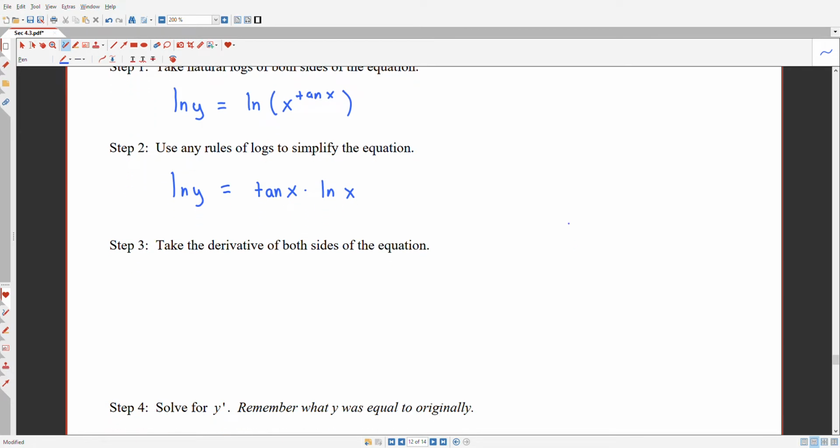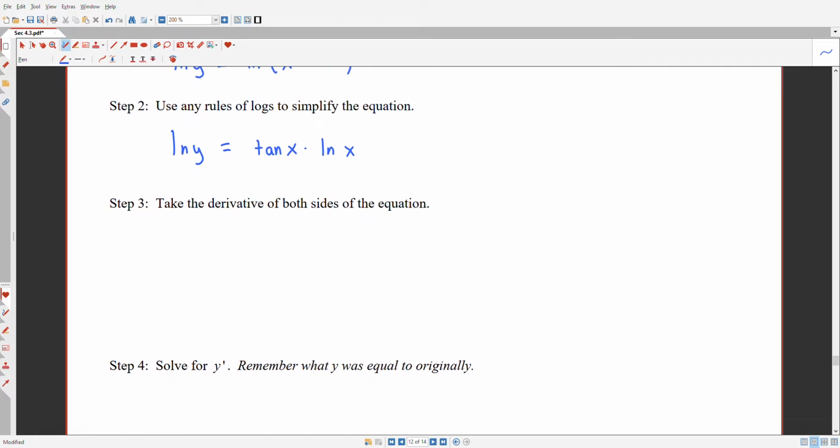And now I can take a derivative of both sides. So the derivative of the left side, well, really, I should think about this as the natural log of y of x. And so the derivative of that left side should be 1 over y of x times what I'm really after, y prime of x. And now I've got to differentiate tangent x times natural log of x. And so I'm going to have to do a product rule.